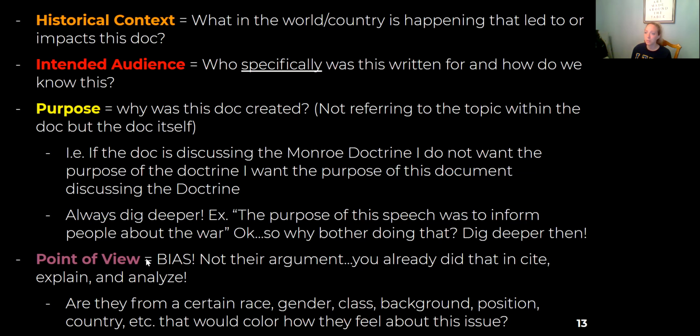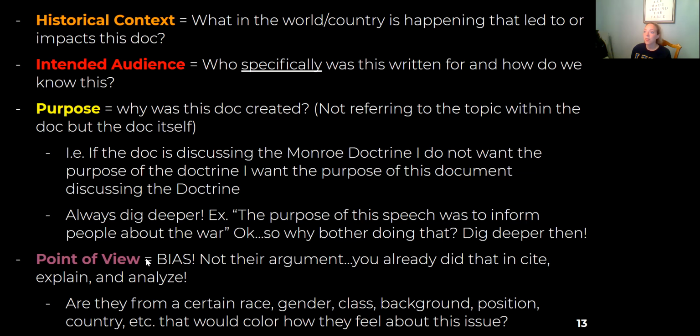The next one is purpose. That's probably the second most used one. But people tend to get this one incorrect half the time. And I'll explain why so you don't make this mistake. So this is, why was the document itself created? The trip up that people make is referring to the topic within the document, but not the document itself.